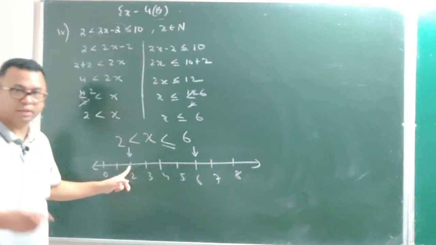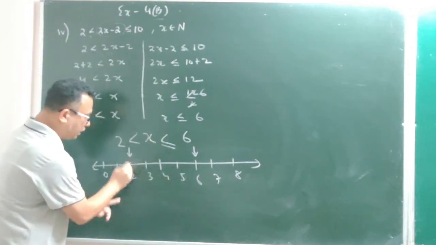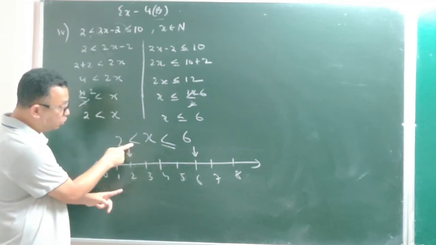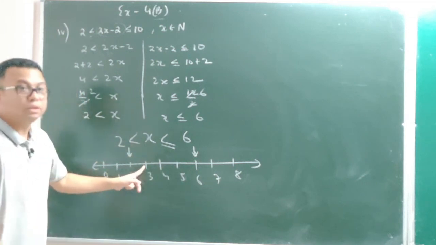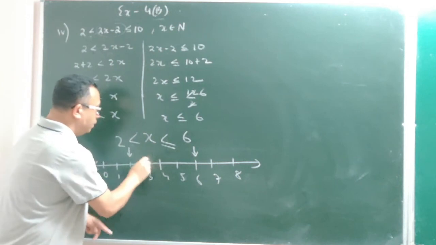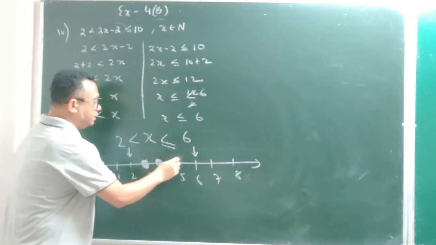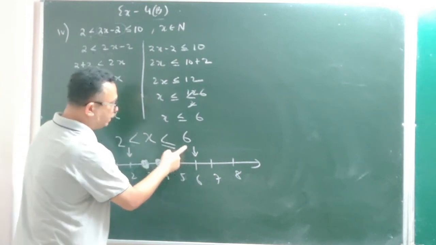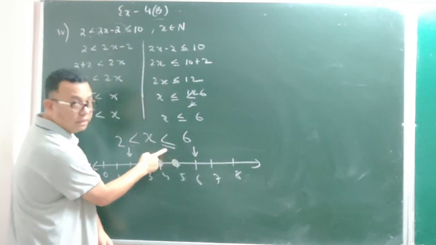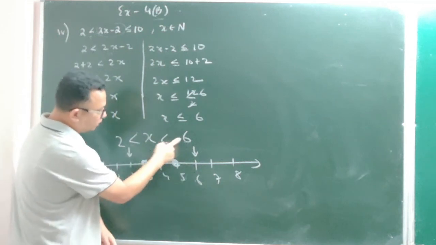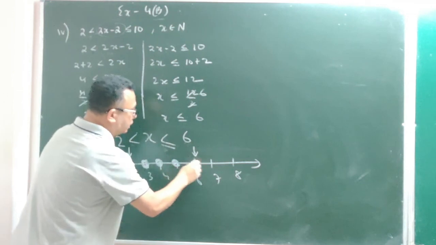So 2 is a natural number, yes. Whether I'll shade or not depends on whether the equal to sign is there or not. Equal to sign is not there, so I'll not shade 2. 3 is a natural number, so I'll shade 3. I'll shade 4. I'll shade 5. And whether I'll shade 6 or not will depend on the equal to sign. See, the equal to sign is there at 6, so since it is there, 6 also I'll shade.